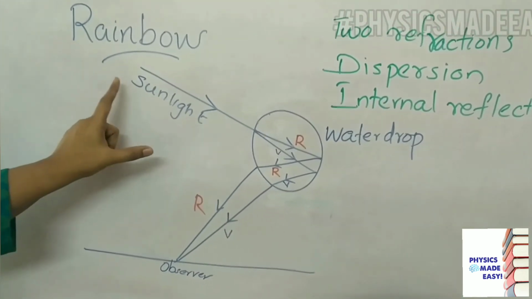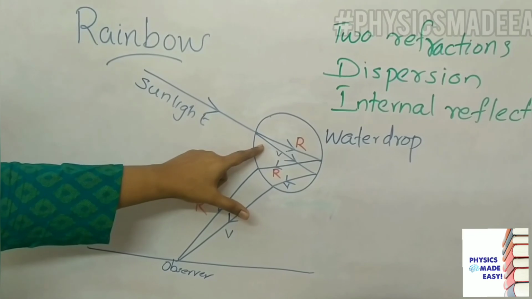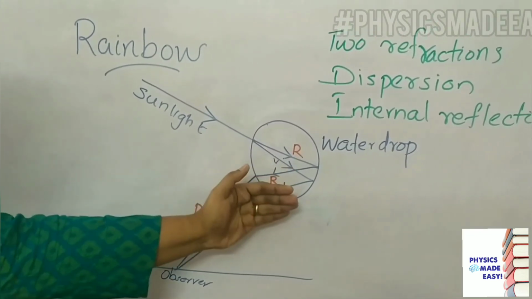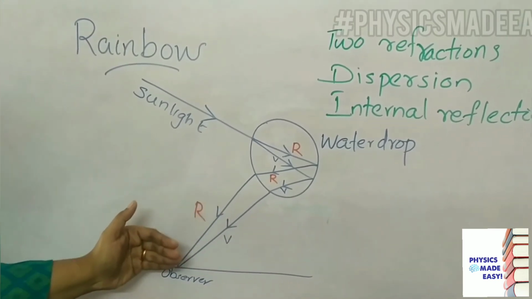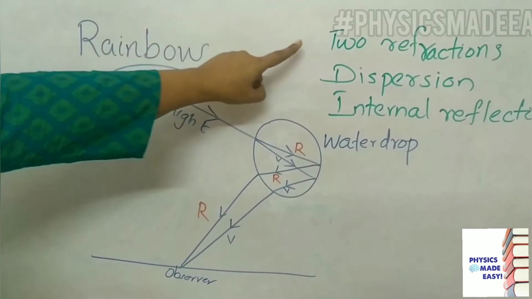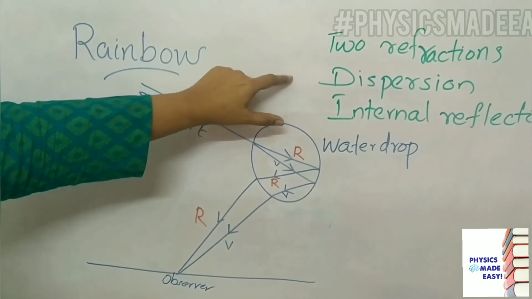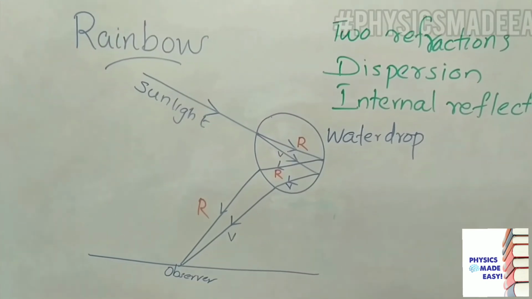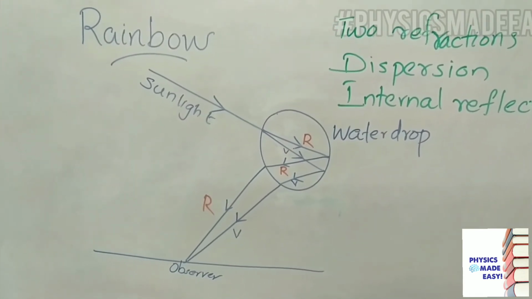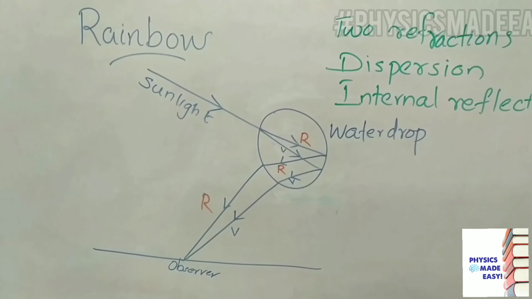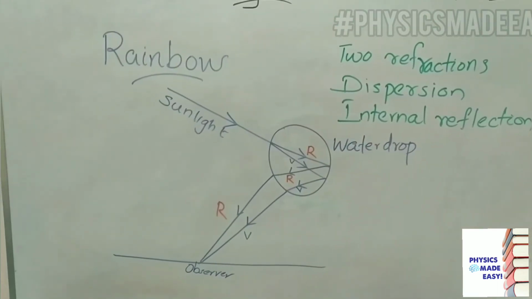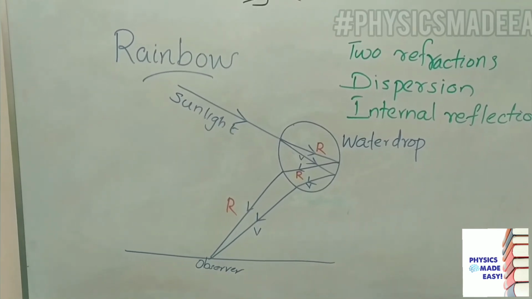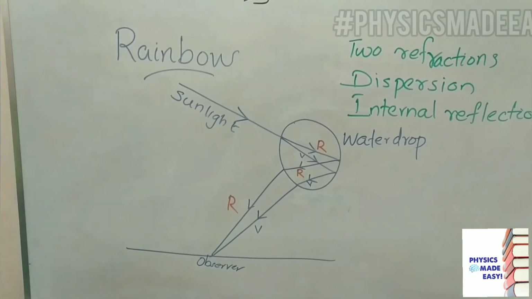Here children, sunlight entering the water drop, that time refraction, then dispersion, internal reflection, then coming out, that time also refraction. So here we can say two refractions, dispersion, and internal reflection. Due to all these phenomena we can see a rainbow, and we can see the colors distinctly. Children, this also you have to know, a rainbow is always formed in a direction opposite to that of the sun.